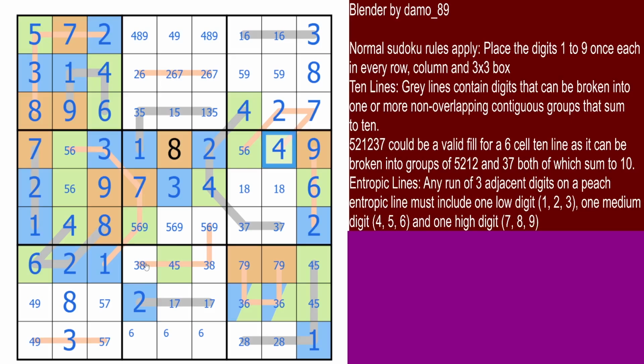Now 2. Okay, 2 gives 6 here. Remove 6 from here. 1 7 1 7. That gives 5 here. That gives 7 here. That cannot be 9 now, right? Because this must need one low digit. So that has to be 4. That has to be 9.